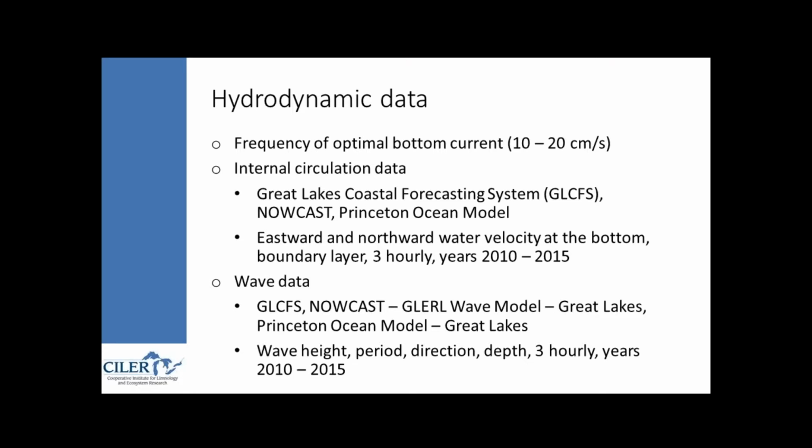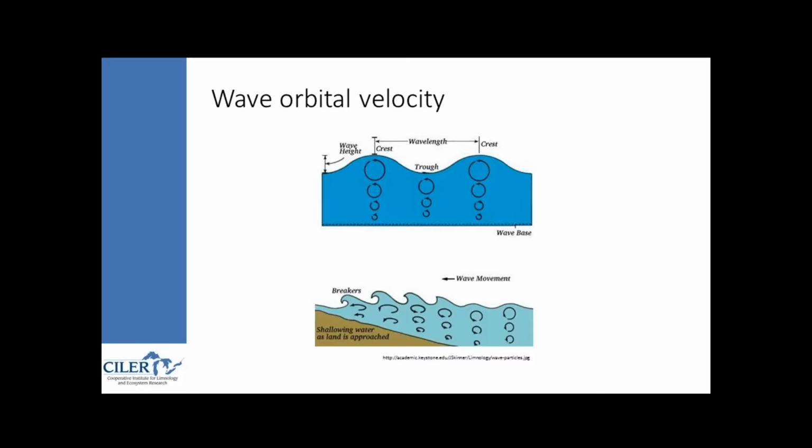And you may be wondering, what do waves have to do with circulation at the bottom of the lake? Well, when a wave goes over a certain point, it generates an orbital velocity that exponentially decays with depth. So you see here, you can actually use wavelength and period in addition to depth to calculate orbital velocity at different locations. And orbital velocity is not just positive, it oscillates back and forth. So it was necessary to use vector addition to combine the orbital velocities with the internal circulation data.